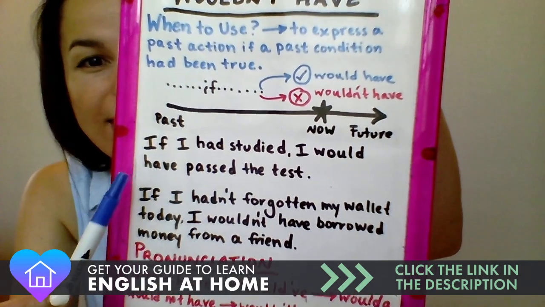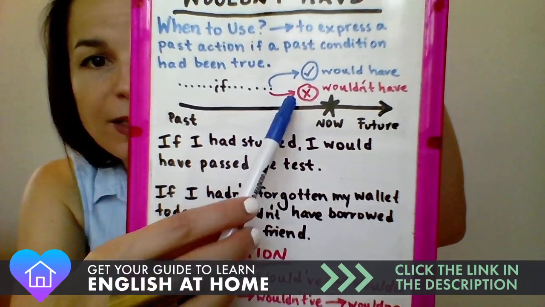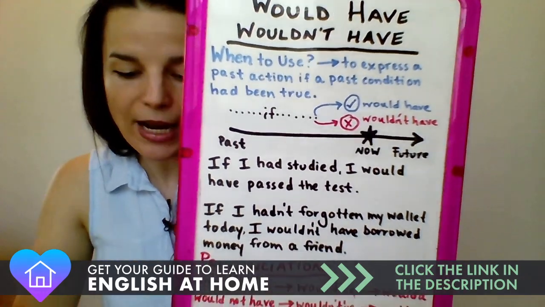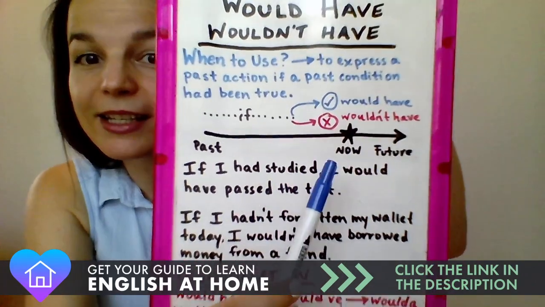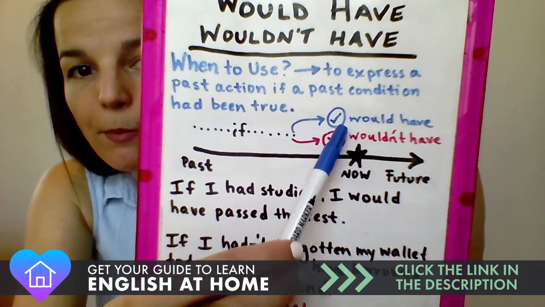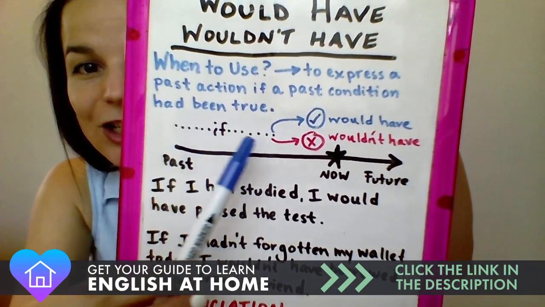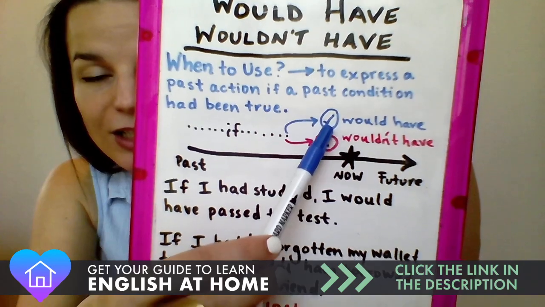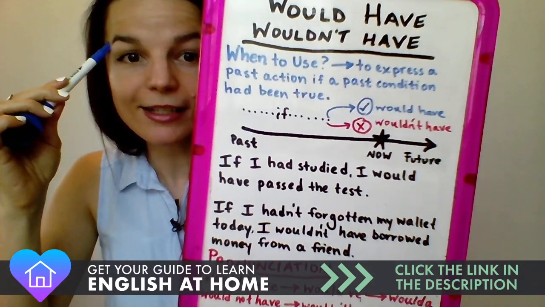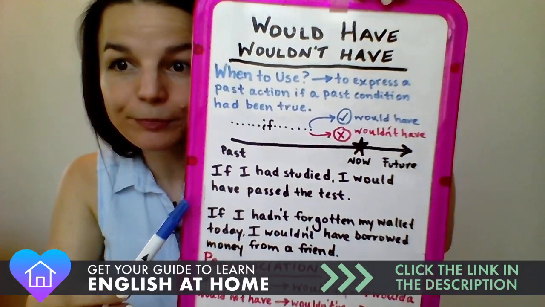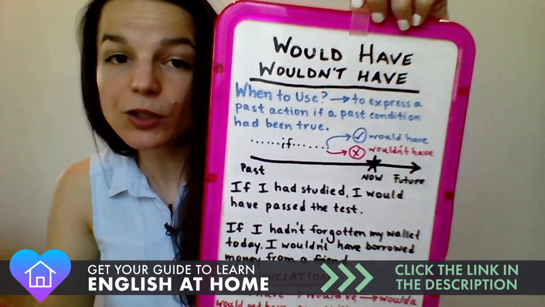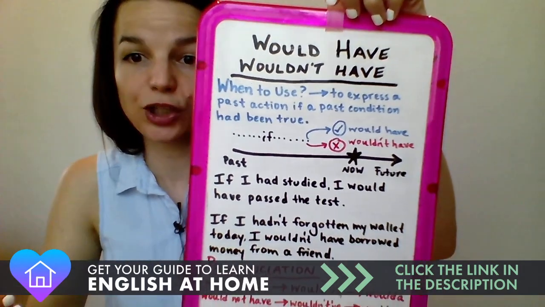So here is our grammar for today. I would have passed the test. So this part, again, shows it's a past situation, a past condition, but I just want to imagine it, and it did not happen. So yes, I've marked this with a check in the past, but this check mark means if this condition had been true, this condition would also be true. So what does this mean? This means, in other words, I did not study for the test and I did not pass the test. But I want to imagine how I could have changed my past action. This is what we use would have and wouldn't have to do.